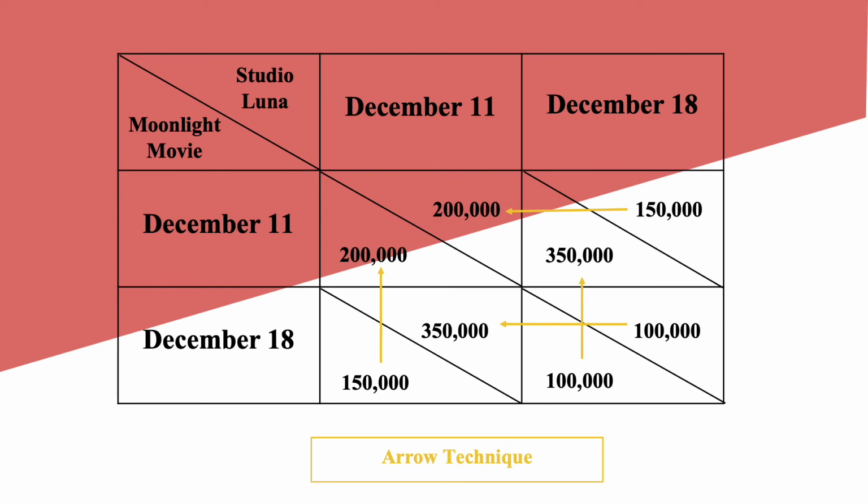Given that Studio Luna chooses to release on December 18th, Moonlight Movies gains 350,000 if releasing on December 11th, and 100,000 if releasing on December 18th. So we use an arrow to point from 100,000 to 350,000. Now we see this section with the two arrows pointing together, so the Nash equilibrium is that both films choose to release new films on December 11th. They choose their best strategy available given the strategy the other is following.